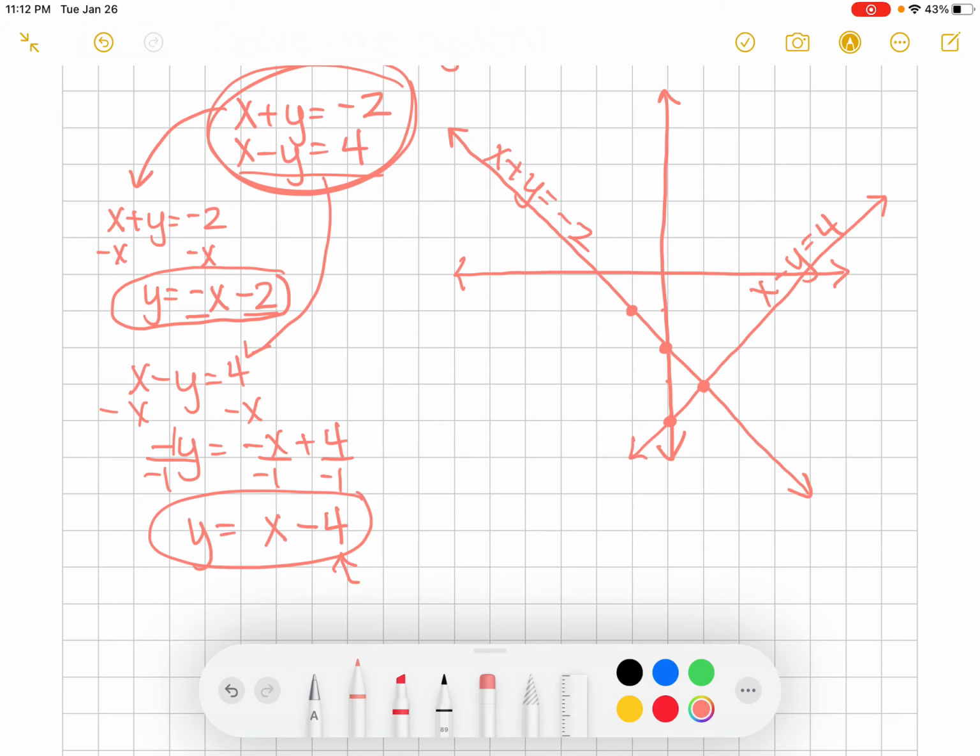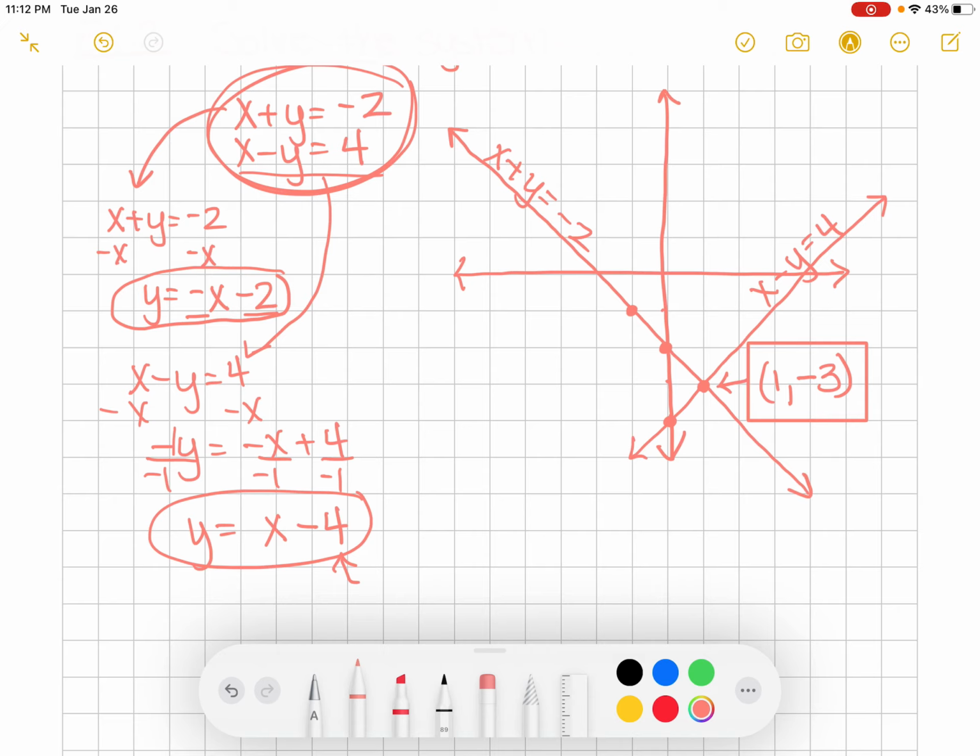So now that I have the two equations, I can see where they intersect. And where they intersect is my answer. So my answer is 1, negative 3. Okay? And that's what they want to know. This is my answer. So that's what I would answer in the book.